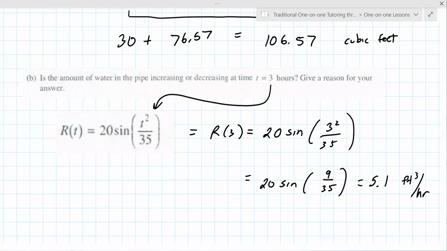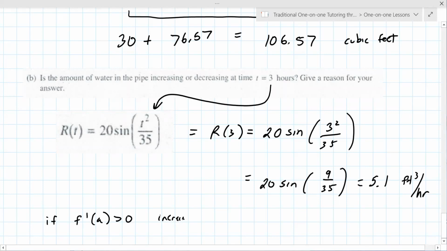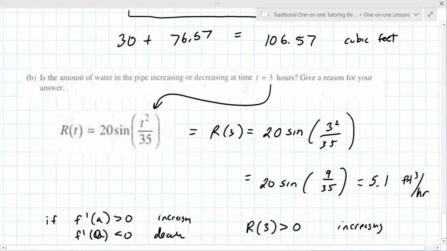You gotta have them. Now, how to figure out whether it's increasing or decreasing? If f prime of a is greater than 0, it's increasing. If f prime of a is less than 0, it's decreasing. So because r is the derivative, you can just say r of 3 is greater than 0, which means that it's increasing. You could write a sentence.